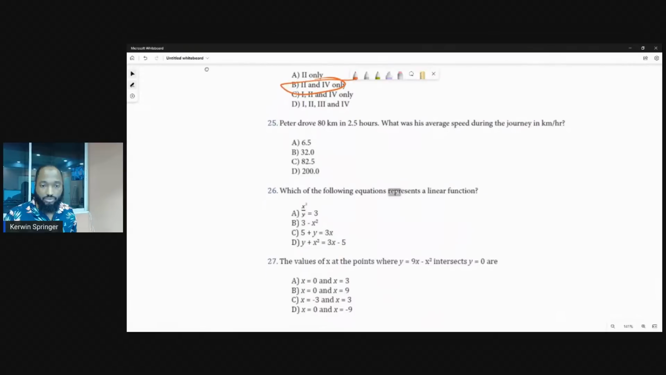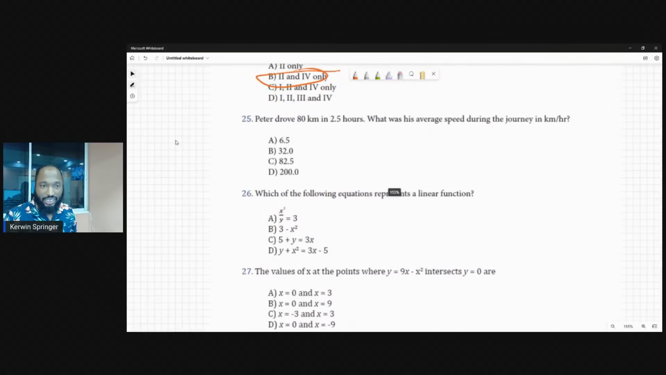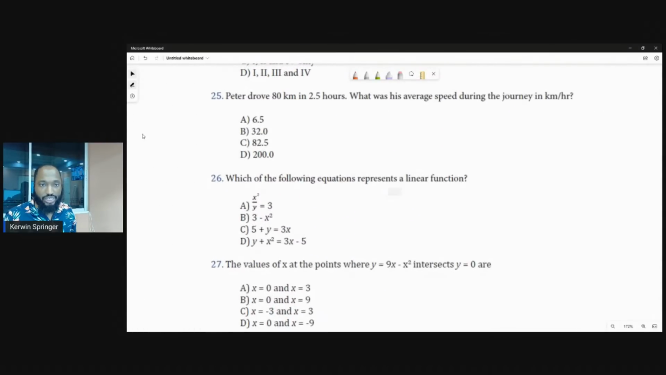Last 3 questions, I think. Peter drove 80 kilometers in 2.5 hours. What was his average speed during the journey in kilometers per hour? Peter drove 80 kilometers in 2.5 hours.